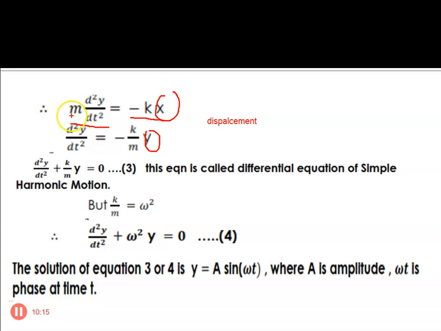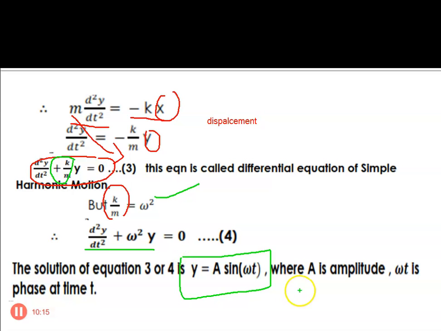So I am going to bring this m towards the right hand side. d square y by dt square is equal to minus k by m into y. Now I am going to write this equation in the form of a second order differential equation: d square y by dt square plus k by m into y is equal to 0. I am going to replace the coefficient of y with the constant value omega square. So I get d square y by dt square plus omega square y is equal to 0. This is the second order differential equation. The solution for the second order differential equation is y is equal to a sin omega t, where a is the amplitude and omega t is the phase at a time t.